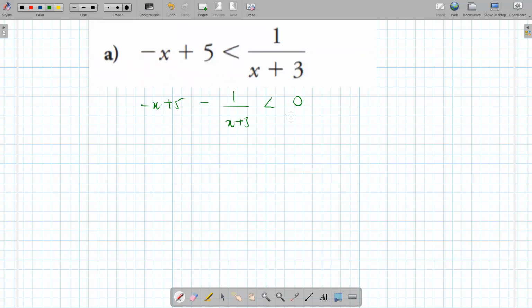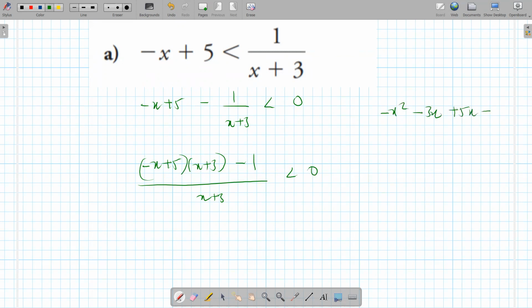And then we multiply the minus x plus 5 with x plus 3. So negative x plus 5 times x plus 3 minus 1, all over x plus 3, is less than or equal to 0. So I guess we can just FOIL out. That becomes minus x squared minus 3x plus 5x plus 15. So minus x squared plus 2x plus 15. Can we factor this? Actually, there's a minus 1 as well, so it becomes minus x squared plus 2x plus 14.